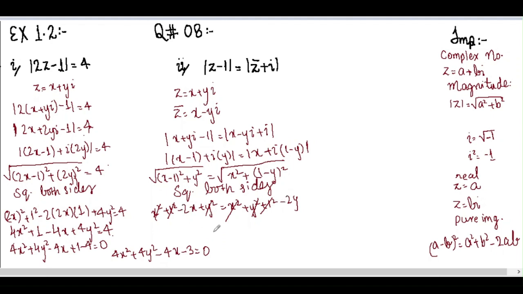So we can write it over here, minus 2x equals minus 2y. Minus 2 and minus 2 are cancelled. So x equals y, x minus y equals 0 is our answer.